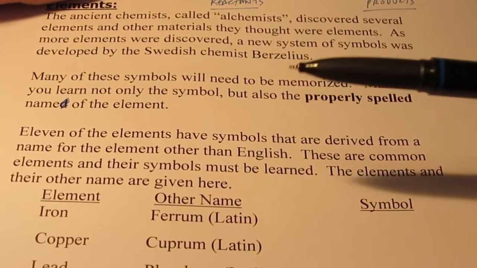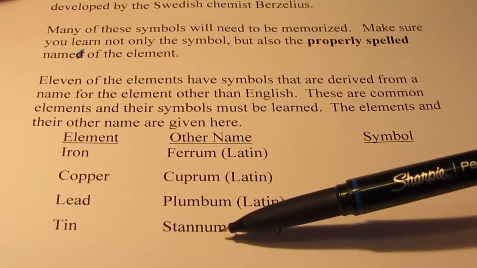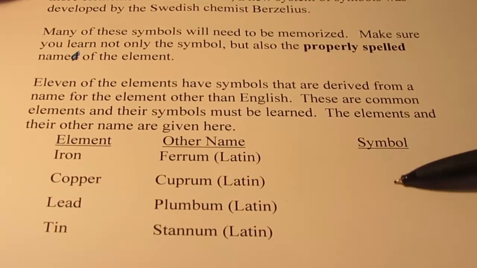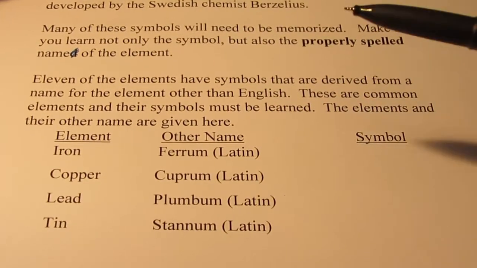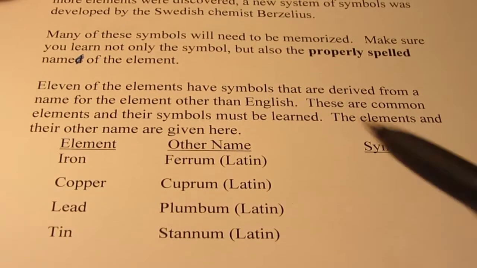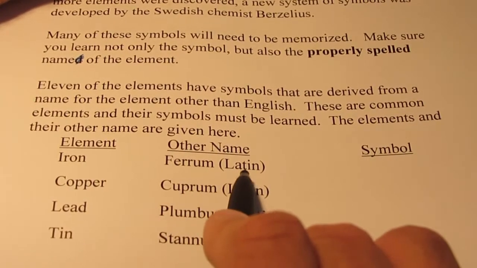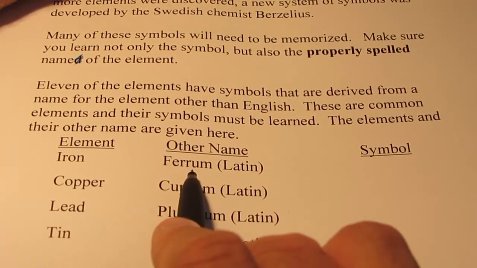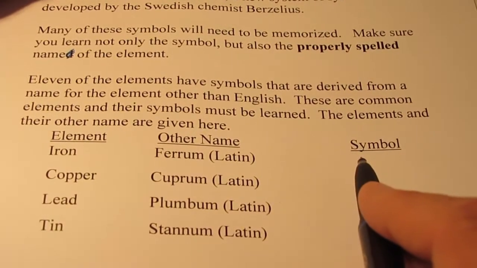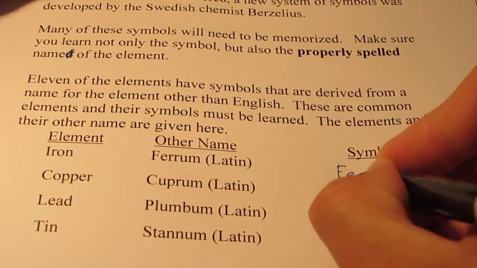However, there are some elements, it turns out that there are 11, whose element symbol comes from a name other than an English name. For instance, the element iron, the symbol is not IR. The other name for iron is a Latin name, and that's called ferrum, and that's where the symbol is derived from. So the symbol for iron is Fe.